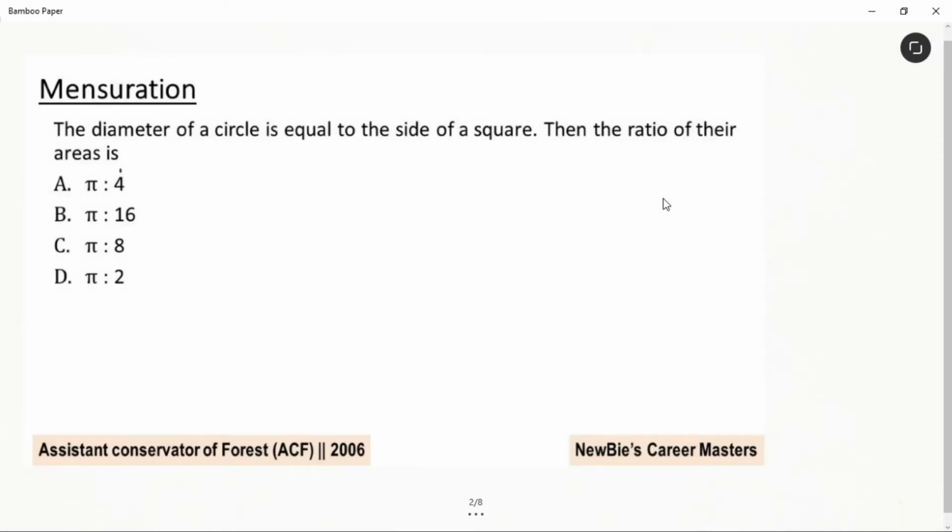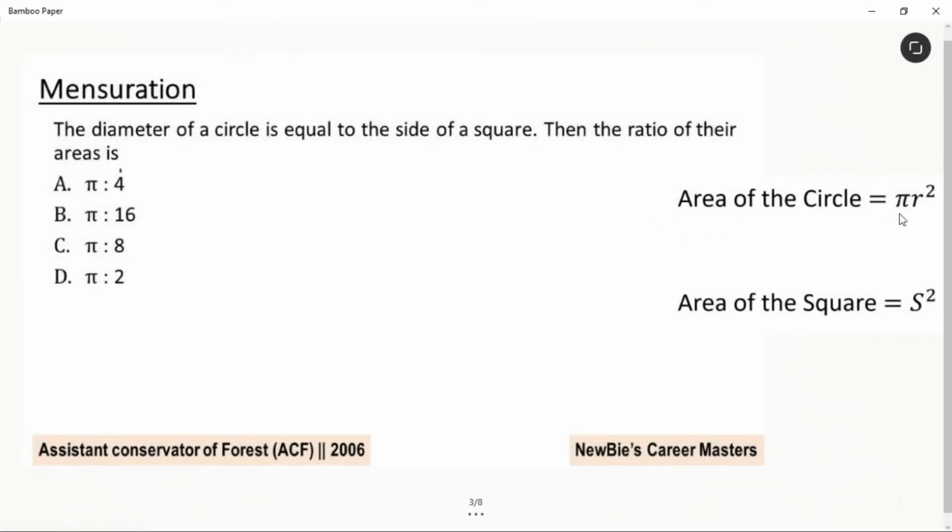Okay, newbies, the question that you're going to solve is from the mensuration topic. The question is, the diameter of a circle is equal to the side of a square. Then the ratio of their area is... The question is very simple. If you know the formulas for the area of the circle and the area of the square, what is the formula for the diameter of the circle, and what you mean by side, then solving this question is very simple. Okay, let's solve this question now.